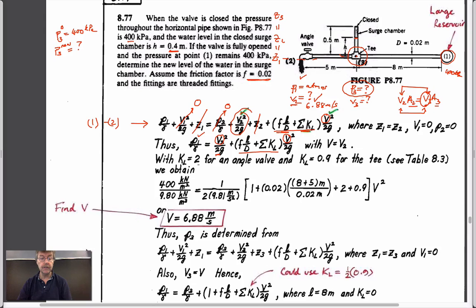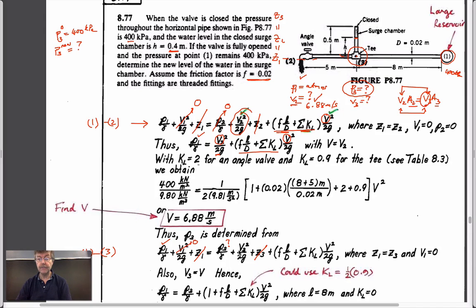So this is now between points 1 and 3. P1 we know is 400 kPa. V1 squared, we're taking the big pipe assumption. The elevations at 1 and 3 knock out. P3 we'd like to know.